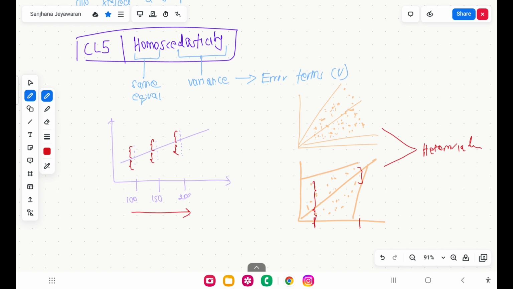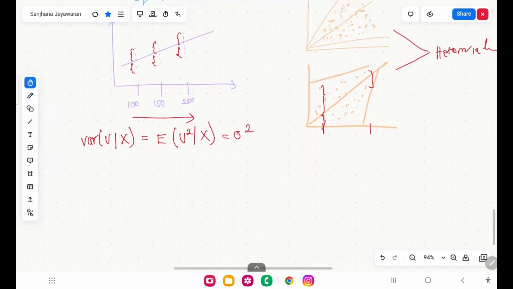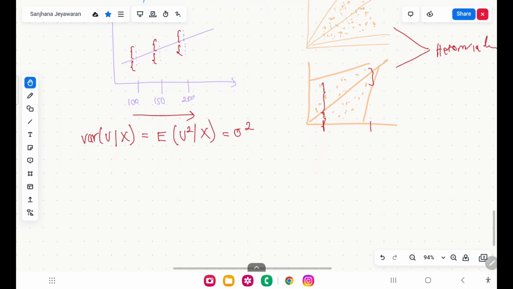Your y values are spread around the mean values with the same variance. That is what we refer to as homoscedasticity. So if we have to put it in notations, we can say the variance of u, the error term, given x, is equal to the expectation of u square given x, and this is equal to sigma square. Let's try to understand what they are referring to with this.